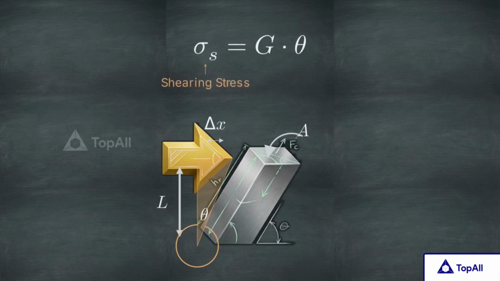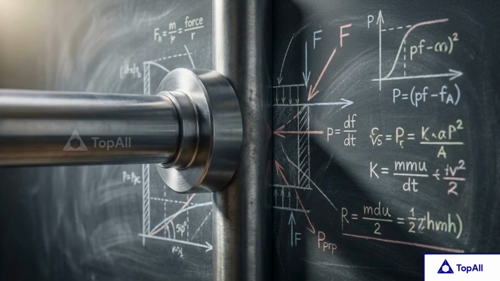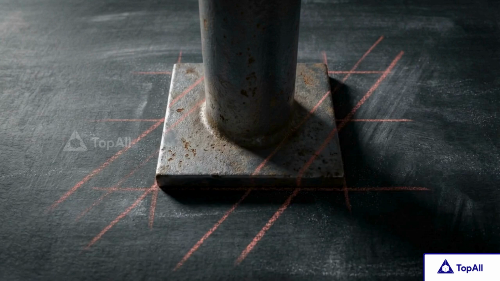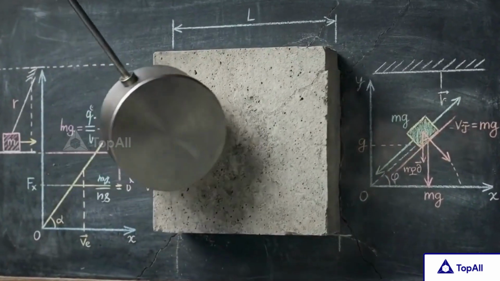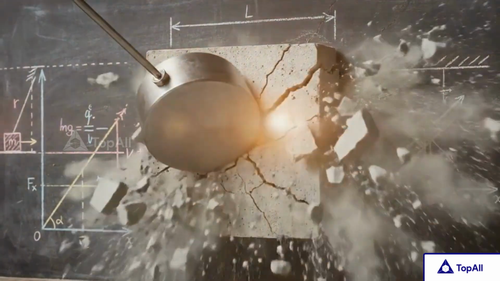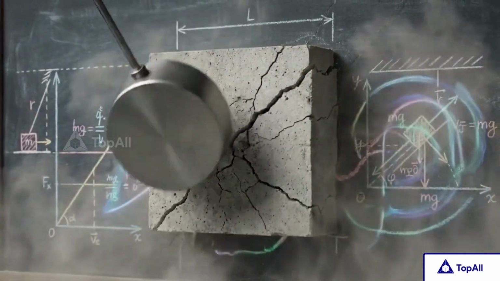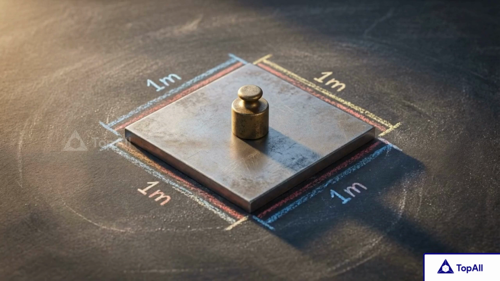Rearranging this solves for stress. Shearing stress equals the shear modulus times the angle. This shows that the stress required to deform a solid is a direct product of the material's inherent rigidity and the degree of the angle you are attempting to create. These equations are not just abstract math, they are the physical laws governing how matter behaves when pushed from the side. The standard unit for the shear modulus is the Pascal, or newtons per square meter.